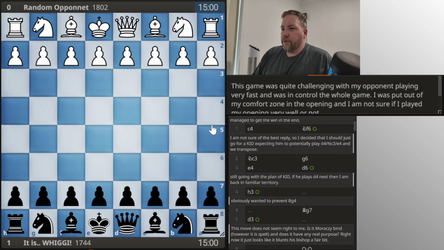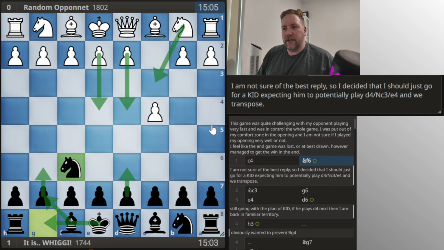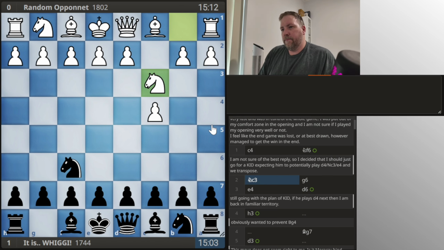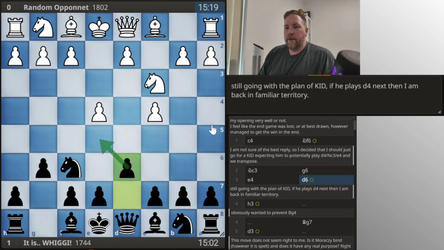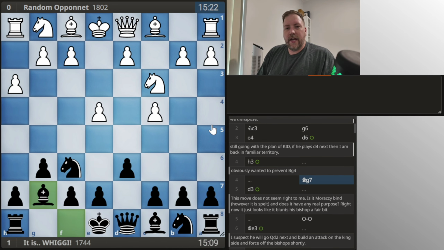As we go through the game, you can see that you can draw lines and sort of express ideas that you had through the game. So here I was talking about, I'm not really sure how to play the English, so I'm going to see if I can transpose it into a King's Indian defense. And leaving in notes in there about little ideas that are happening throughout the game.